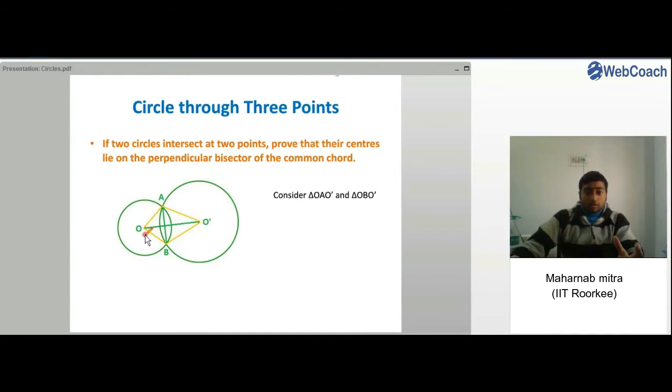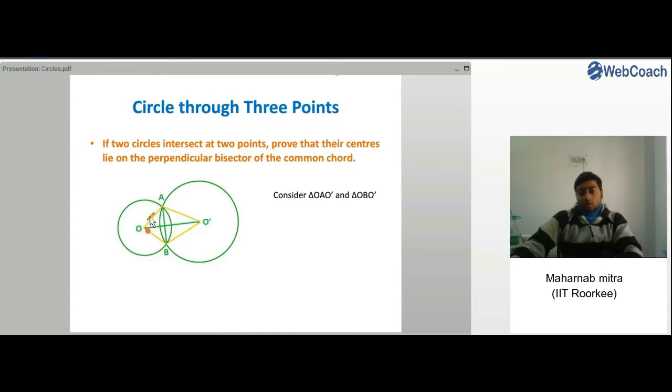So we do a simple construction. We join the centers with the common points of intersection, right? And we name them for easily writing them down. We name the center of one circle O and the other O prime. Then the common points, we name them as A and B, right?